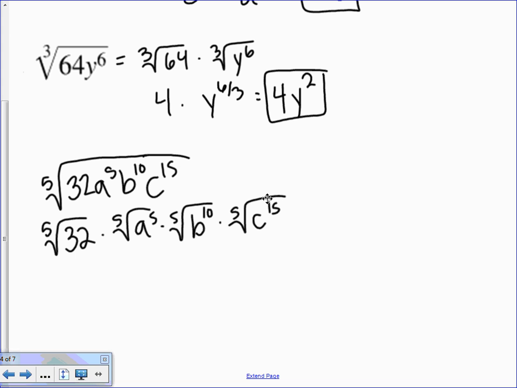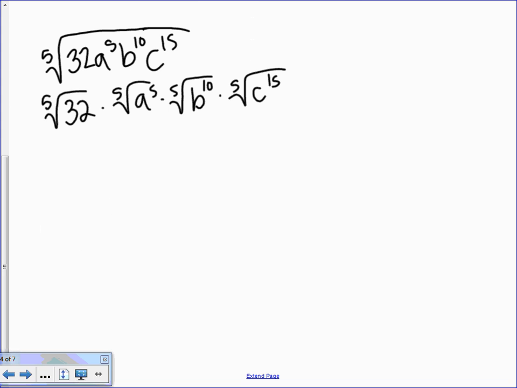It's my hope that as we progress through the examples, you don't have to write down all these radicals anymore. If you could just write them as the fraction exponents, so that you're just reducing the amount of lines that you take up. Can you do the 5th root of 32? It is 2. Can you do the 5th root of a to the 5th? It is a. The 5th root of b to the 10th? And the 5th root of c to the 15th?